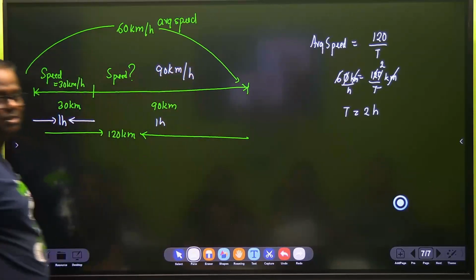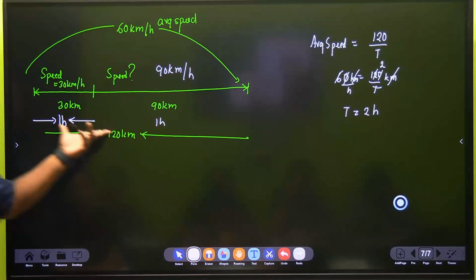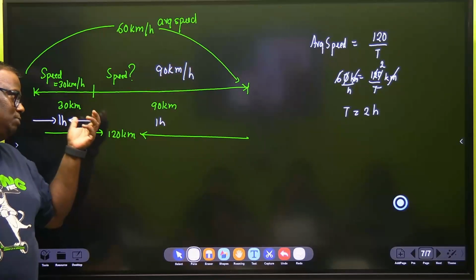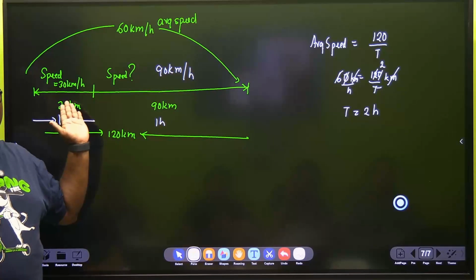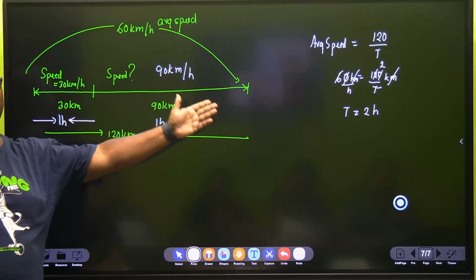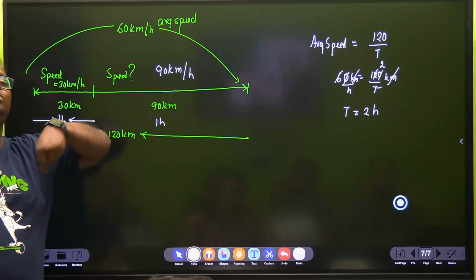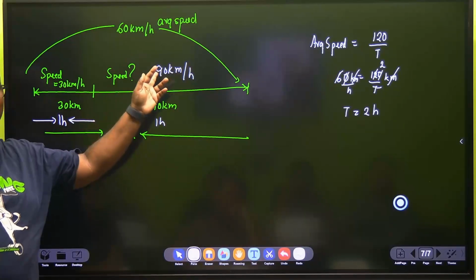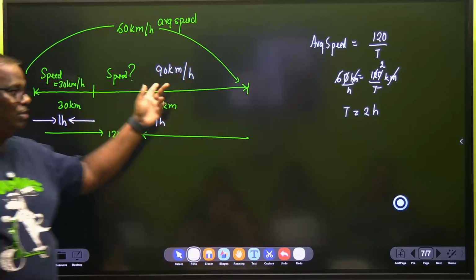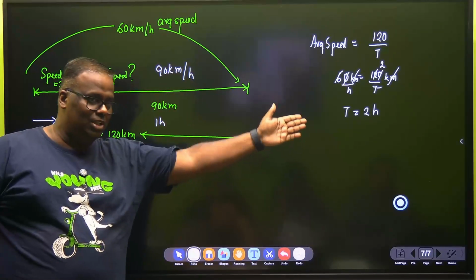As simple as that. In 2 hours, in the first 1 hour you were very relaxed. You traveled like a tortoise, and you covered how much? 30 kilometers. Now you are left with 90 kilometers and only 1 hour. So the accelerator has to be pressed and you should maintain how much? 90 kilometers per hour. But we can still find out the speed by doing this also.